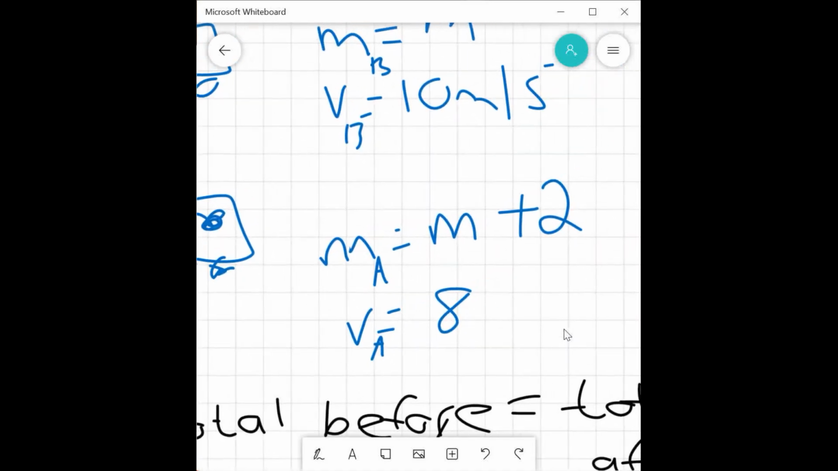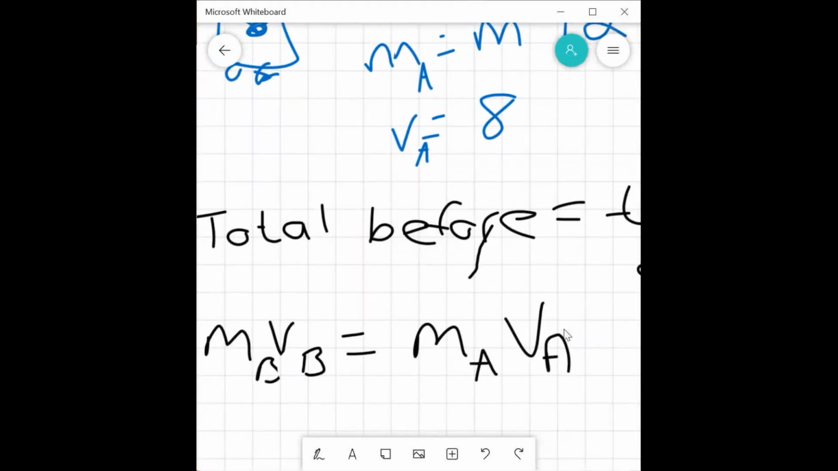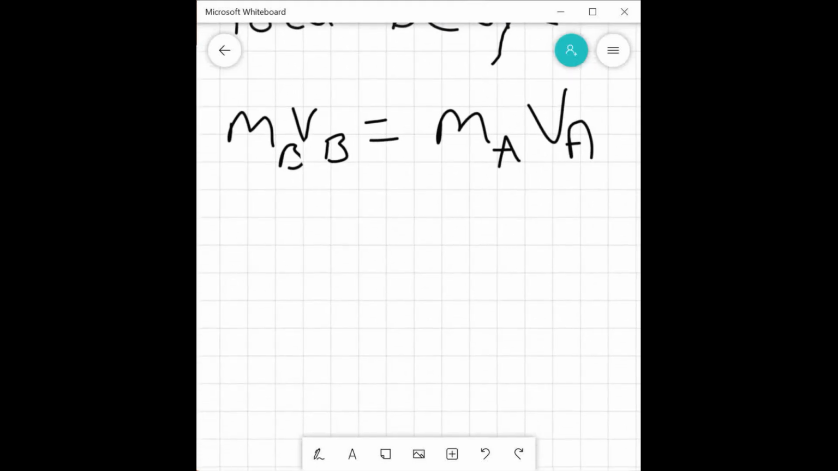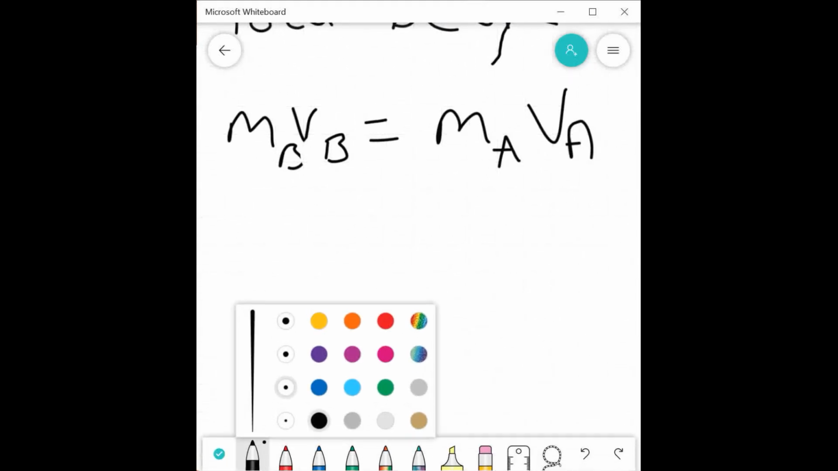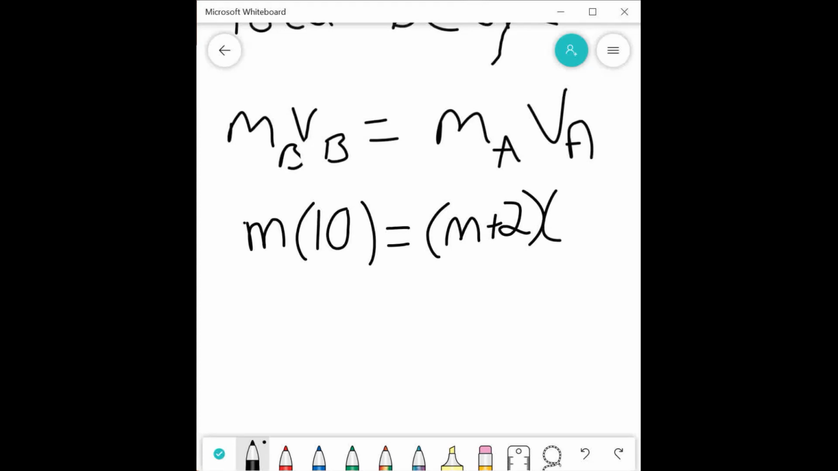Alright, so we do everything we've almost done. Your total before is equal to your total after. So, we've got your mass before times your velocity before is equal to your mass after times your velocity after. Alright, so we don't know the mass before, so we're just going to place an m. We know the velocity is 10, and we know the mass after will be m plus 2, and we know your velocity is 8.